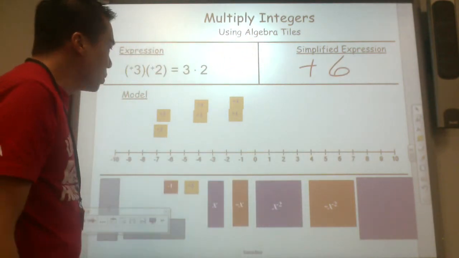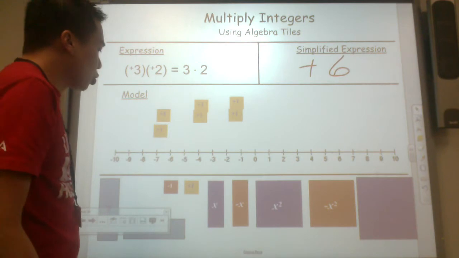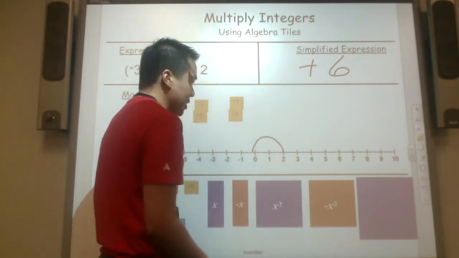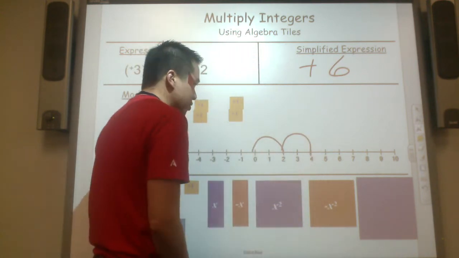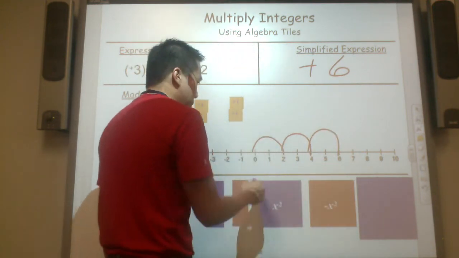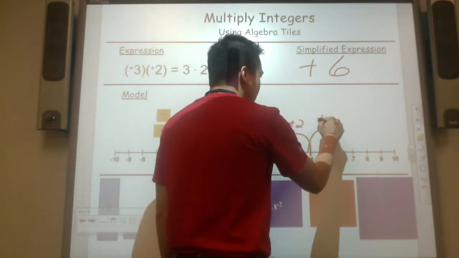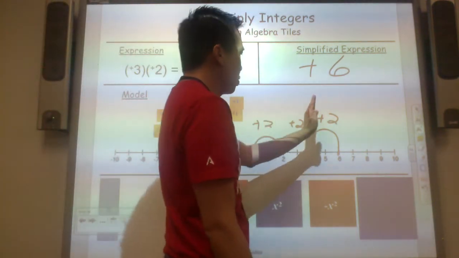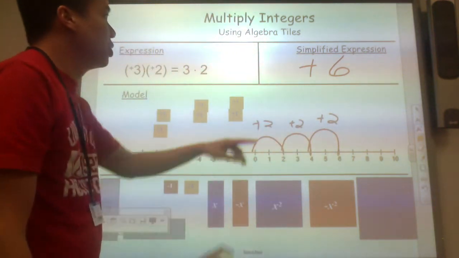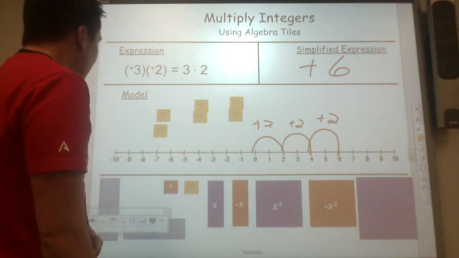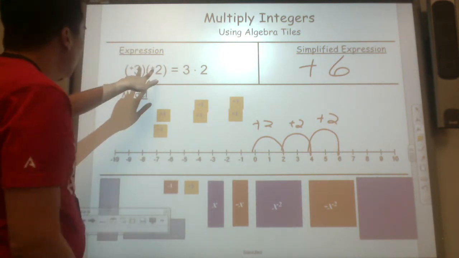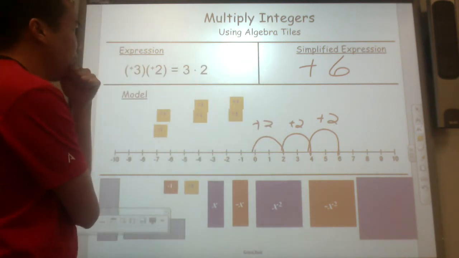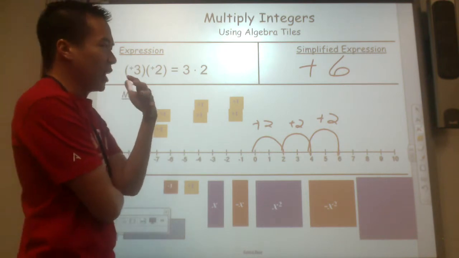If you look at your number line, you have 3 groups of positive 2. You have 1 group of positive 2, 2 groups of positive 2, and this is the 3rd group of positive 2. Because remember, multiplication is repeated addition. Plus 2, plus 2, plus 2, 3 groups of plus 2, positive 6. So let's see. That's weird. Seems as though if you have 2 positives, the answer stays positive. I'm just generalizing right now.